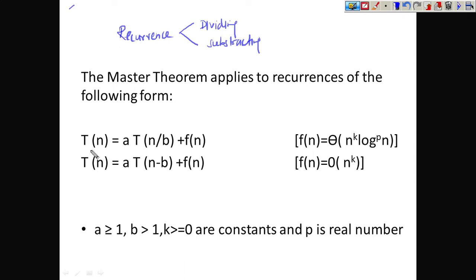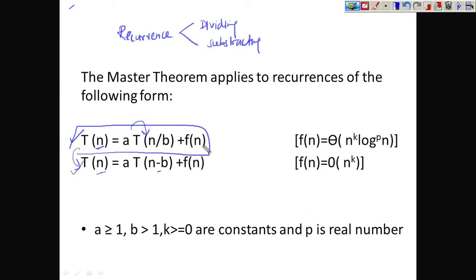Here you can see we have a size n, and we are calling it recursively, where the size of n is reduced by a factor of b. Similarly, here we have another recurrence relation, where we are reducing the size of n by subtracting b. So this is a recurrence relation for a dividing function, and this is for a subtracting function. This is the core idea of Master's theorem, but we can also represent it for these subtracting functions.